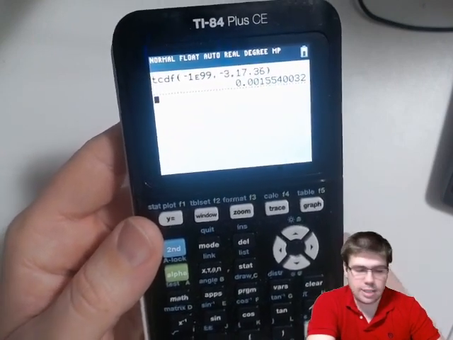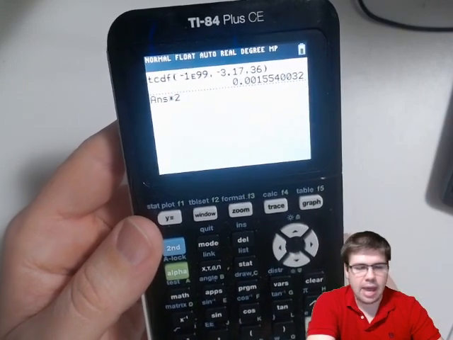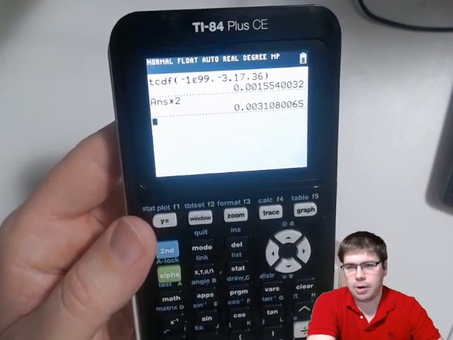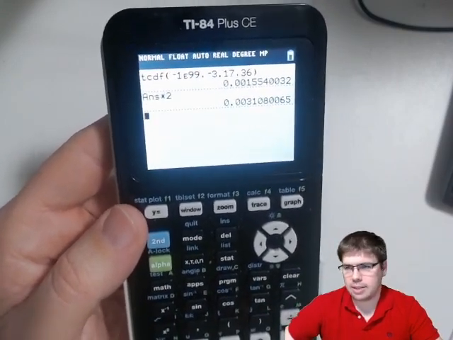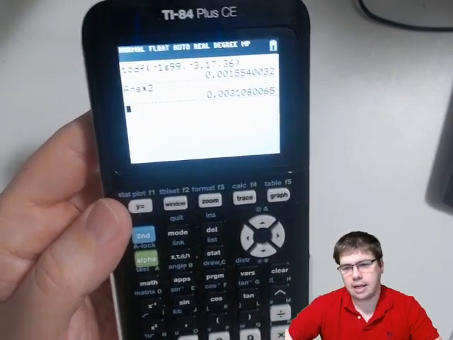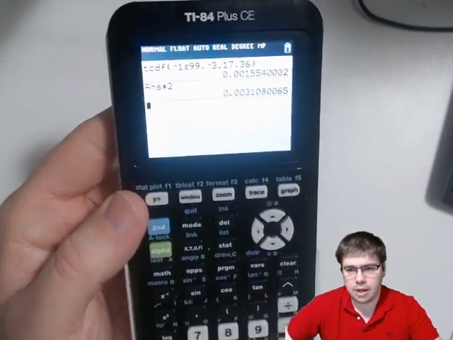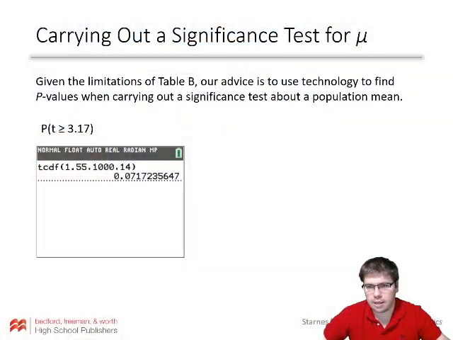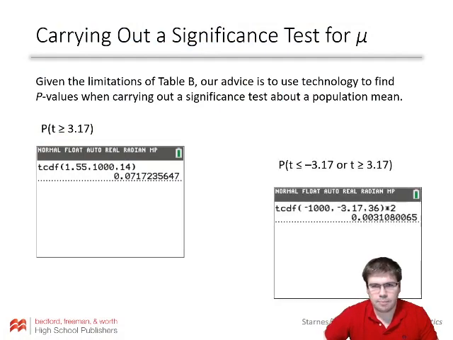But that's just one tail. Then we need to double it and get our actual probability there. So that is how we would go through and calculate a tcdf. And that was two-tail in particular. So let's see, switching back. That one's all wrong, but this one actually is right there. So they did from negative infinity up to negative 3.17, got that probability. All right, we'll continue in the next video.